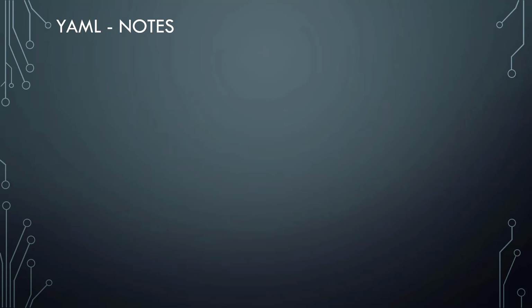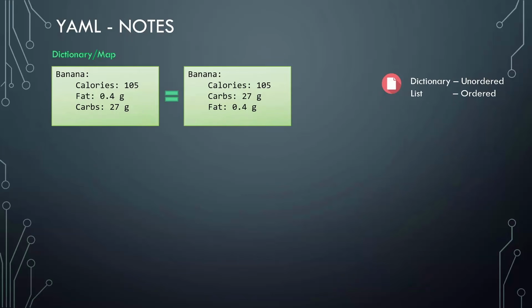Dictionary is an unordered collection, whereas lists are ordered collection. So what does that mean? The two dictionaries that you see here have the same properties for banana. However, you can see that the order of properties, fat and carbs, do not match. In the first dictionary, fat is defined before carbs, and in the second dictionary, carbs comes first, followed by fat. But that doesn't really matter. The properties can be defined in any order, but the two dictionaries will still be the same as long as the values of each property match.